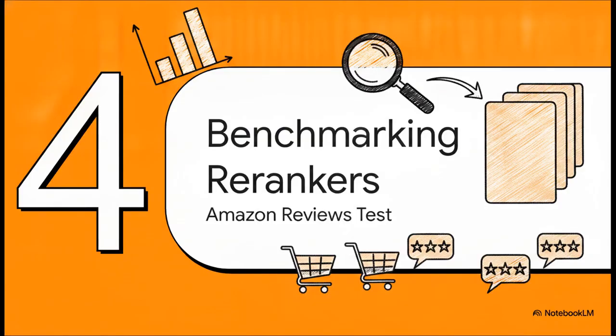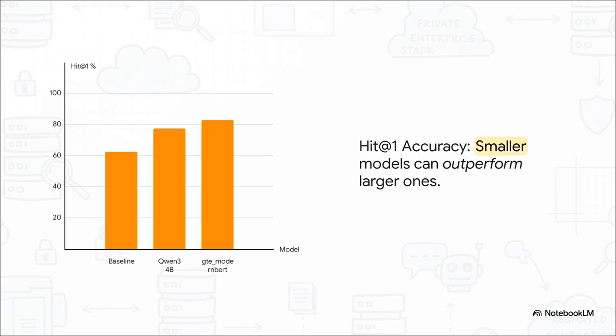All right, part four, benchmarking the best re-rankers. So it is time to look at some hard data. We pulled from a benchmark of 145,000 real-world Amazon reviews, focusing on hit-at-one accuracy, meaning did the model put the exact right document in the absolute number one spot? The baseline, with no re-ranker at all, sits at 62.67. Now, the massive Qwen 3 4 billion parameter model hits 77.67.